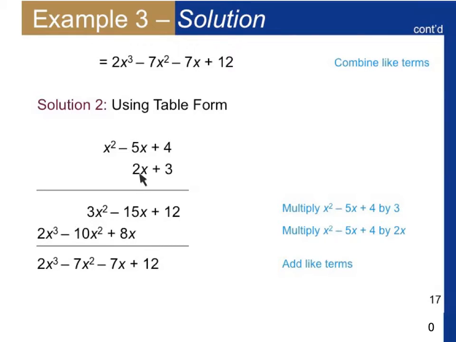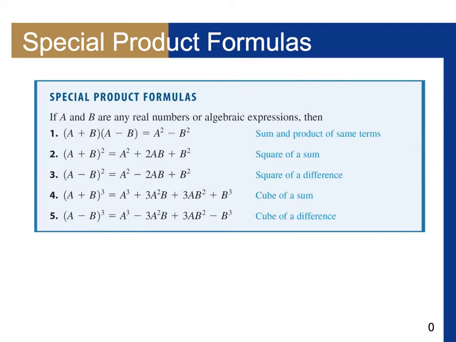So we're going to do 2x times x squared, or we could start with this one, 2x times 4 gives us 8x, but we're going to put it under the x terms. And then 2x times minus 5x is minus 10x squared, and we'll put it under the x squared terms. And then 2x times x squared is 2x cubed. And everything's lined up, so we can just combine like terms by adding vertically. So 2x cubed minus 7x squared minus 7x plus 12. This is maybe an easier way to do this, so it's easier to keep things in order. Either way is fine.